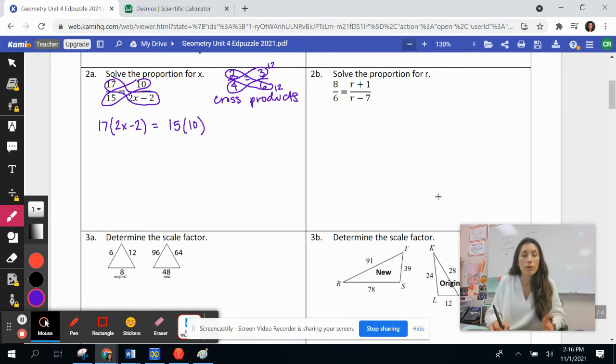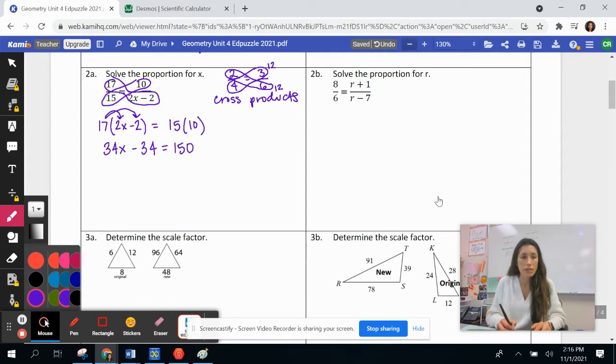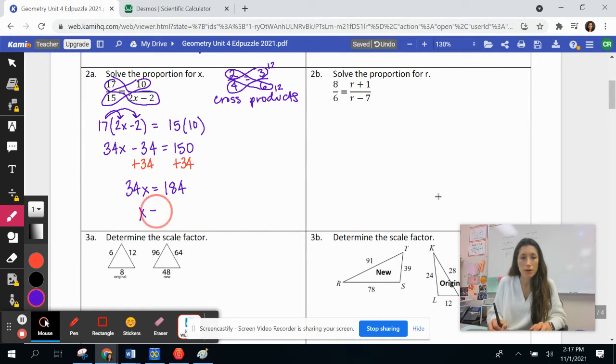Okay, so now we just need to distribute. What is 17 multiplied to 2x minus 2? Well, 17 times 2, that's 34, so that'd be 34x. 17 times 2 again, that's just a regular 34 this time. And then 15 times 10, that's 150. From here, we're just trying to get our variable by itself. I would add 34 on both sides, and that's going to give me 34x is equal to 184. And our last step here, divide by 34 on both sides. So x equals 184 divided by 34.